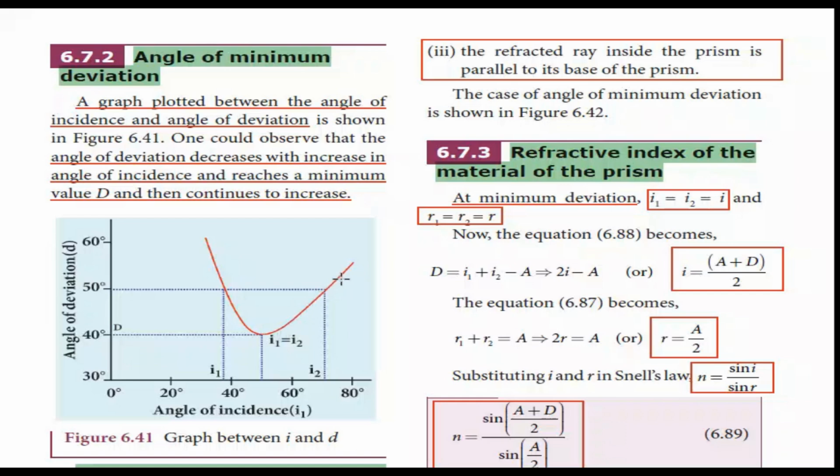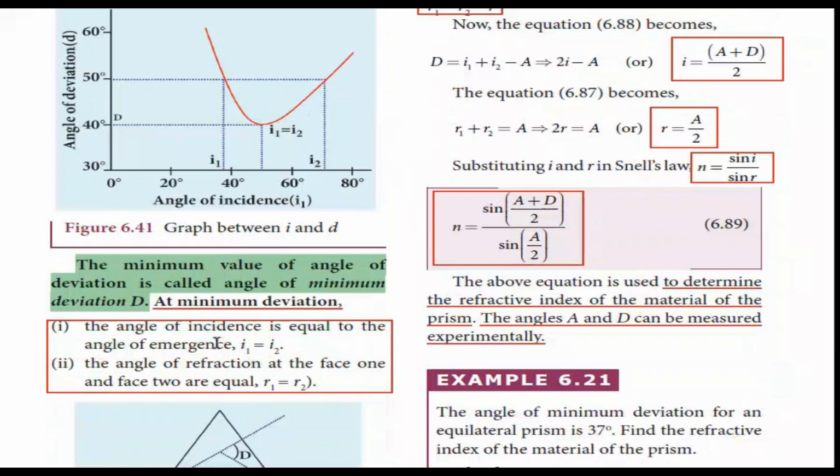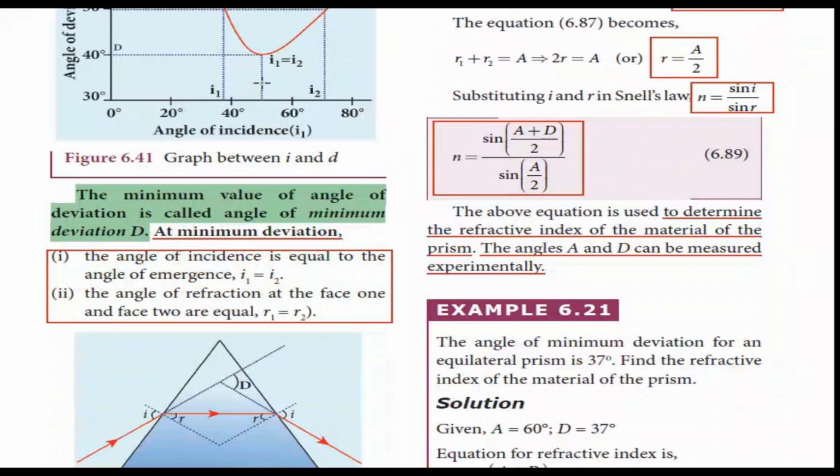So here, the angle of deviation decreases with increase in angle of incidence, and it reaches a minimum value D, and then it continues to increase. This minimum value of angle of deviation is called angle of minimum deviation D.